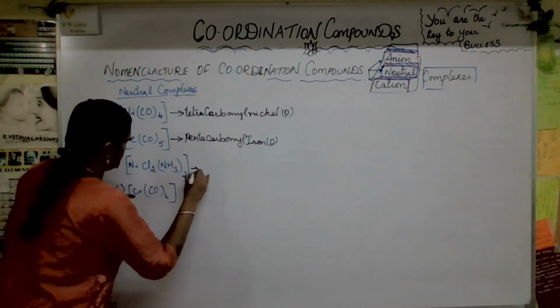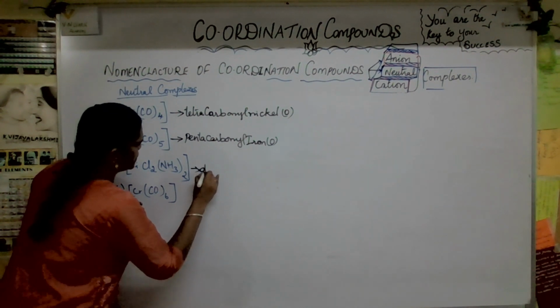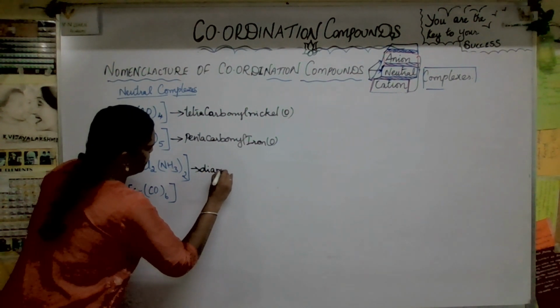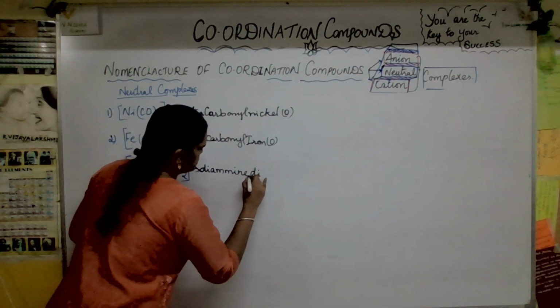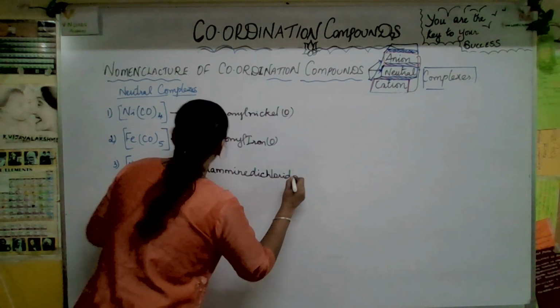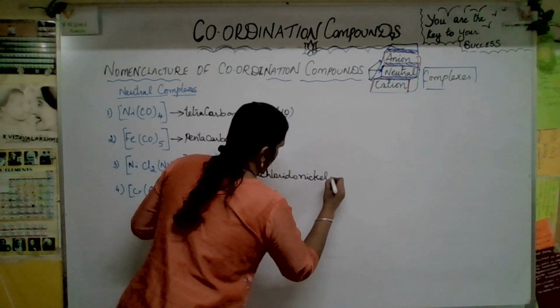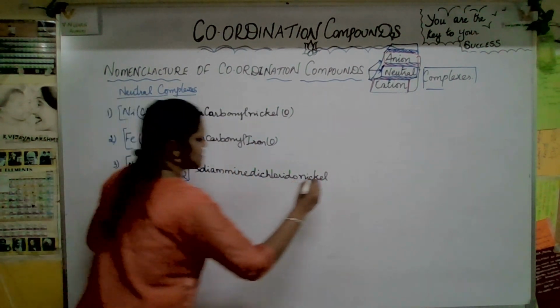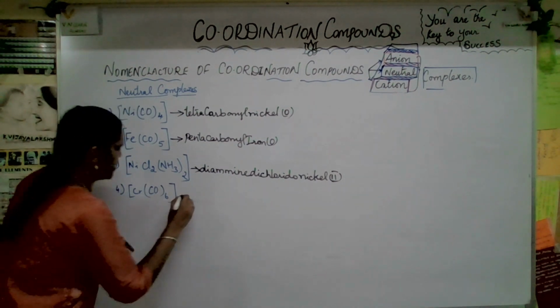Here diamine dichlorido nickel. But oxidation number, what is it? 2. Please note down. Okay, now the next one.